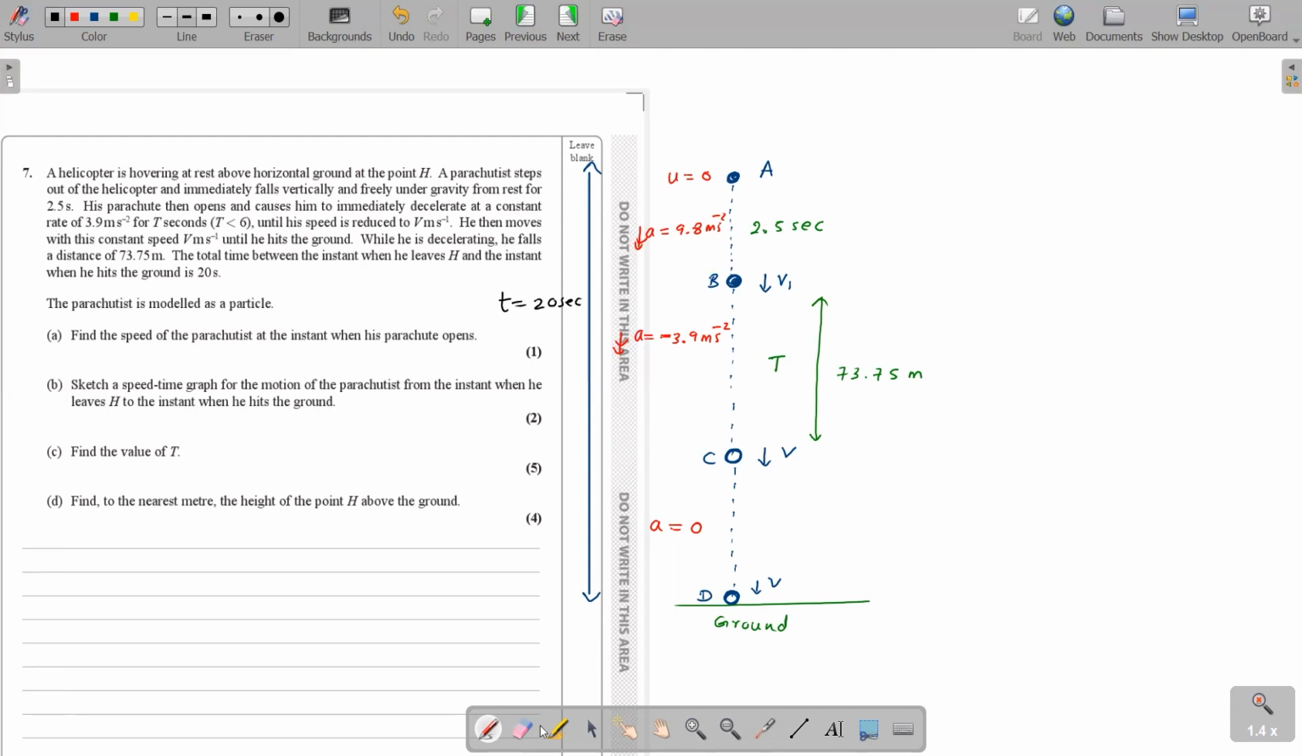The parachutist is modeled as a particle. Find the speed of the parachutist at the instant when the parachute opens. Where does the parachute open? At which point? At A or at B or at C or at D? The parachute opens at B. This is the place where the parachute opens, right?